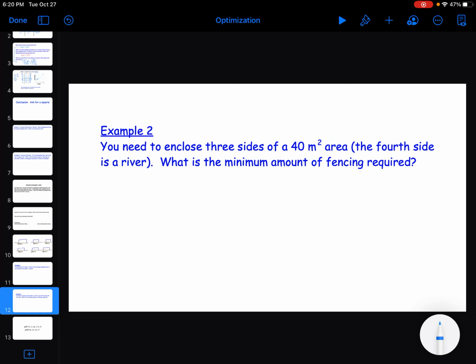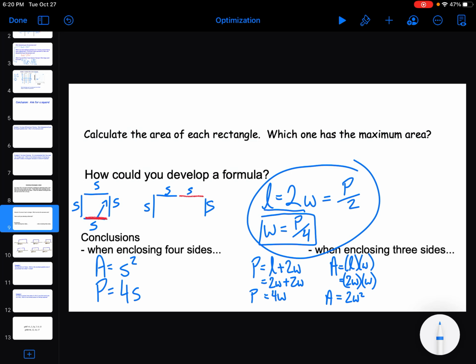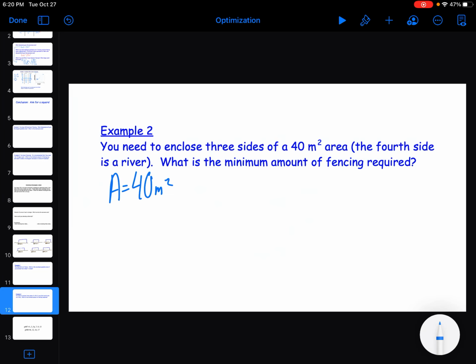Let's look at this last example. So you need to enclose 3 sides of a 40 square meter area. Okay, the 4th side is going to be enclosed by a river. So what is the minimum amount of fencing required? So what we're doing is we know our area is equal to 40 meters squared. Well, we know if we're doing 3 sides, we talked about before, that our area is 2w squared. So area equals 2w squared.